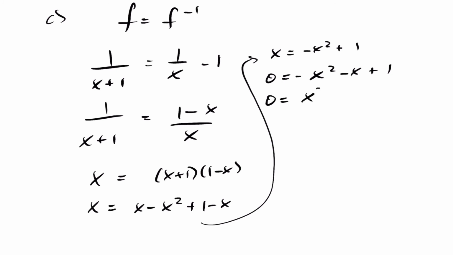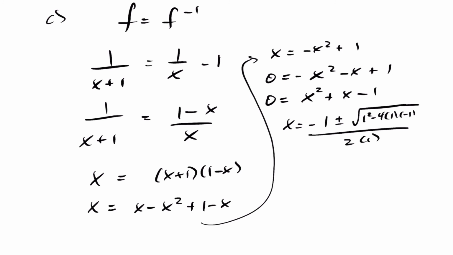Again, it's always a good idea to get rid of negative leading coefficients when you're factoring. I'm going to go ahead and use the quadratic equation here. This gives us negative 1 plus or minus the discriminant, which is going to be b squared minus 4ac, over 2 times a. So I'm getting my x value here is negative 1 plus or minus the root of 5 over 2. So therefore, the function and its inverse should be intersecting at negative 1 plus root 5 over 2 and negative 1 minus root 5 over 2.